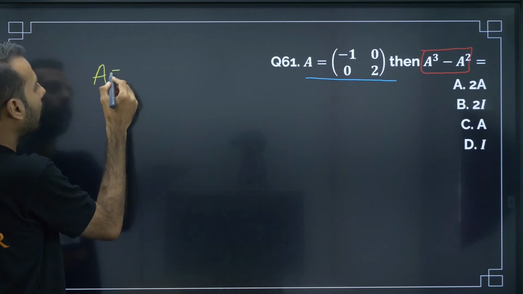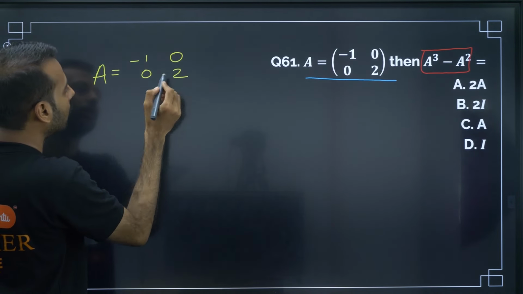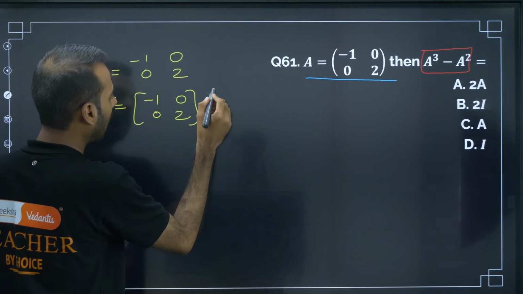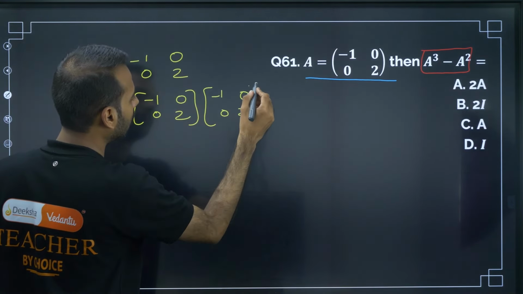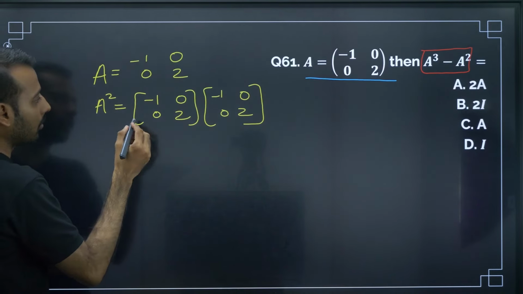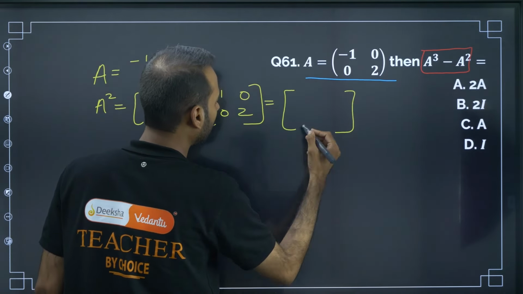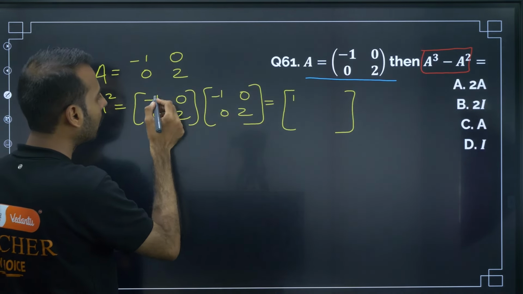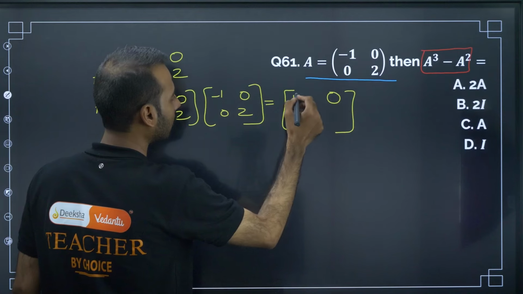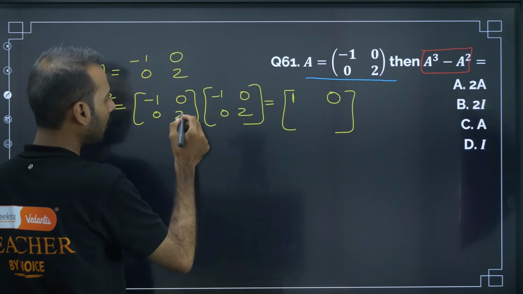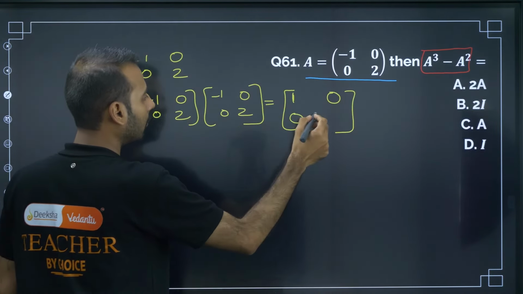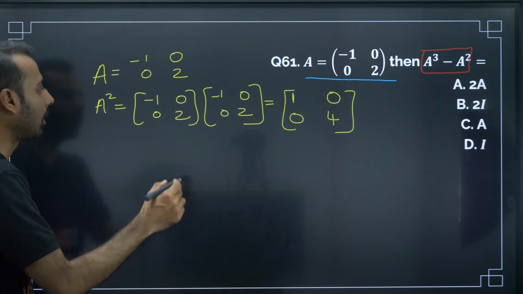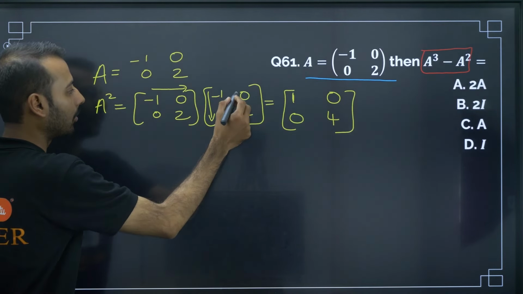So a value they have given as minus 1 0 0 2, then a square is minus 1 0 0 2 times minus 1 0 0 2. So a square is this. So a square is equal to minus 1 into minus 1 is 1, 0, next 0, and then this is also 0, next 0 0 and 0 4, and this is 0 4. So a square value is 1 0 0 4. I am just multiplying, nothing else, this row and this row.